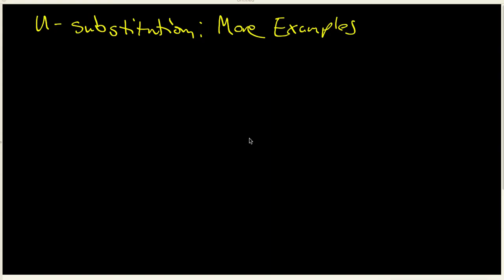In this video, we are going to be looking at more examples of u-substitution. Our first example is going to be to find the antiderivative of x squared times e to the x cubed plus 5 dx. And I want to first of all analyze the problem.